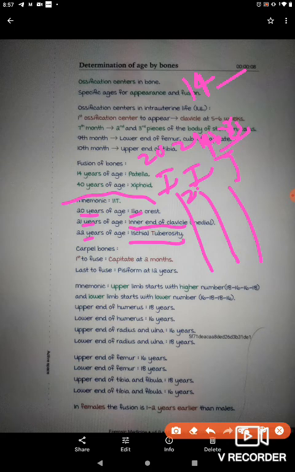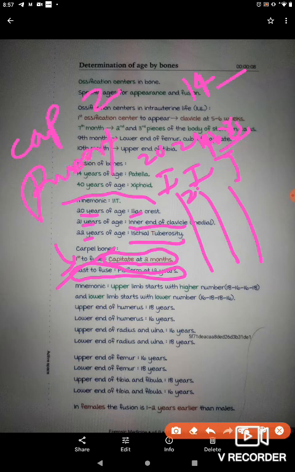In the carpal bones, the first to fuse is the capitate. Remember, cap is the first to fuse at 2 months, and the last to fuse is the pisiform at 12 years. So capitate is the first to fuse at 2 months, and pisiform is the last to fuse at 12 years. The ossification centers for the upper limb will start from 8.